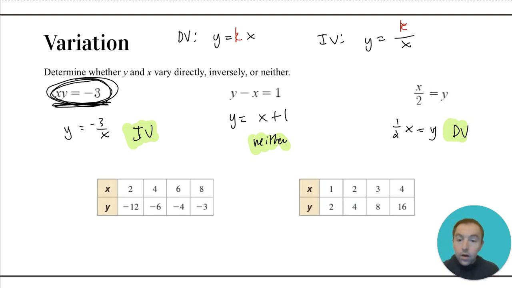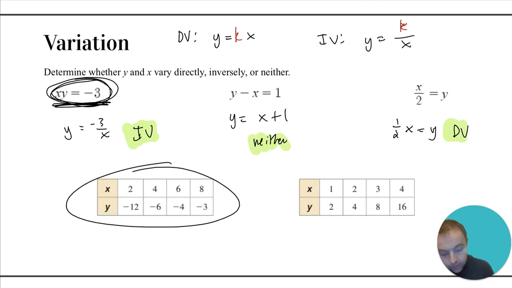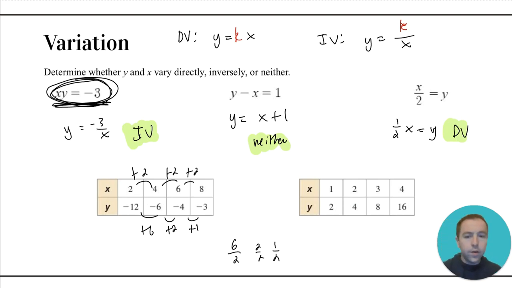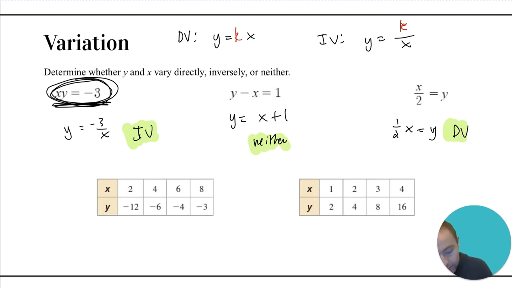All right, when you look at the tables now, and you look at this table here, first of all, you'll notice that maybe there's a pattern linearly. Maybe this is direct variation because you get +2, +2, +2, and then it goes +6, +2, +1. So the slopes are changing, because it goes from 6 over 2 to 2 over 2 to 1 over 2, or 3 to 1 to 1/2. That's not working, so it's not direct variation.